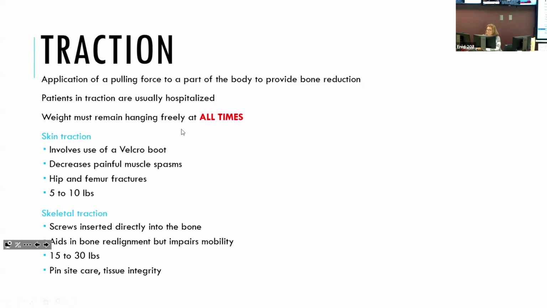So skin traction involves a Velcro boot. It's called Buck's traction, and this decreases painful muscle spasms. They see it used with hip and femur fractures, and usually the weight on those is 5 to 10 pounds. Now with skeletal traction, there are screws inserted directly into the bone that you can see coming outside the skin. It aids in bone realignment, but impairs mobility. You can't get up and move around if you're in traction. That involves 15 to 30 pounds. You're going to want to make sure you take care of the pin sites and tissue integrity.